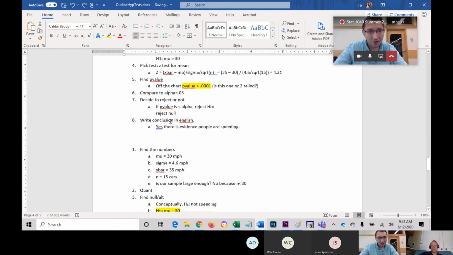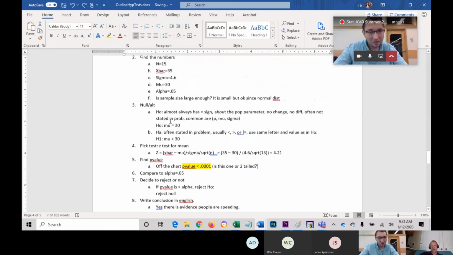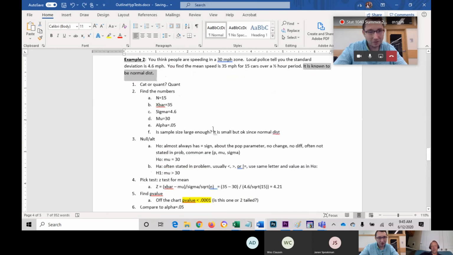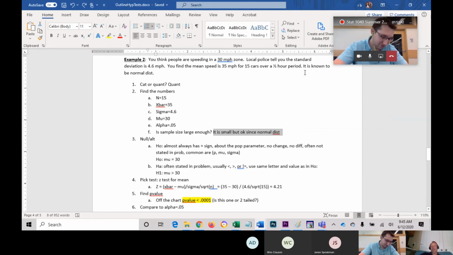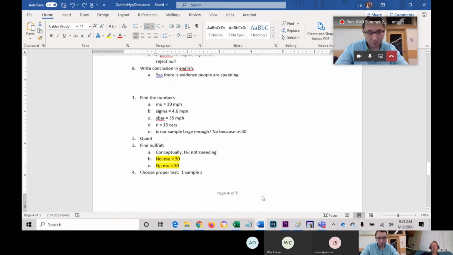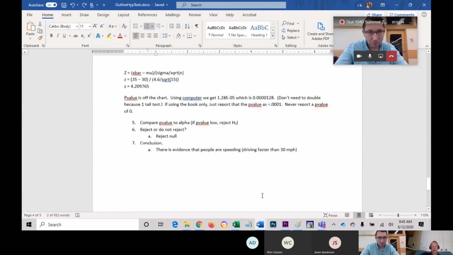Okay? So this is a good test question, because I will often ask you, is the sample size large enough? And you will say, yes, it's too small, but it's okay since it's normally distributed. And some of you are going to say, no, it's too small. And I'll be like, it is too small, but. But yeah, if this last sentence isn't here, it's too small. But it's okay since it's normally distributed. Okay? So excellent question.